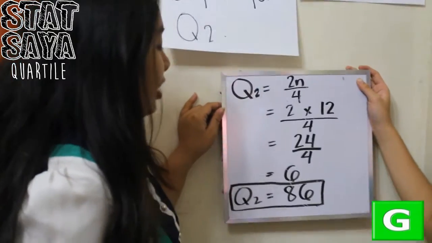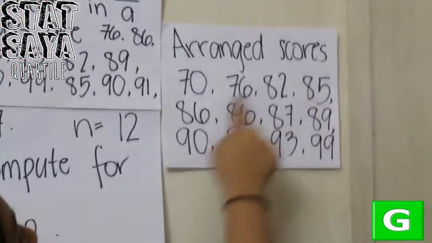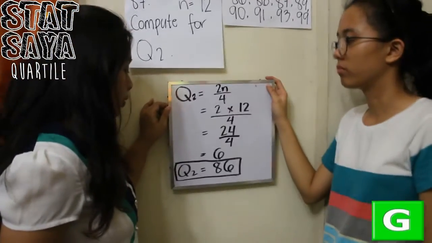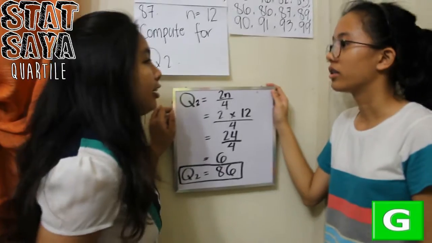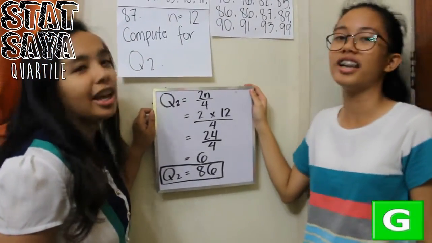So, the sixth score is 1, 2, 3, 4, 5, 6, 86. So, Q sub 2 is equals to 86. The second quartile is the sixth score, which is 86. Let's now move on to computing the decile.